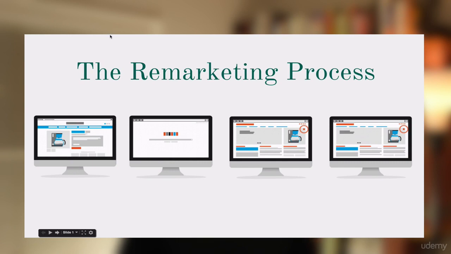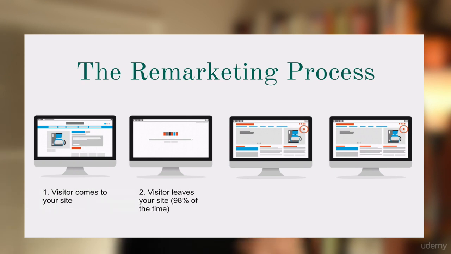This is a very broad overview of the remarketing process. Step one is a visitor comes to our site. They're browsing, they're taking a look at the products, and they're viewing different pages. Hopefully they're viewing different key pages. Step 2 is the visitor leaves our site 98% of the time, 97% of the time. It obviously is gonna be different for every company.